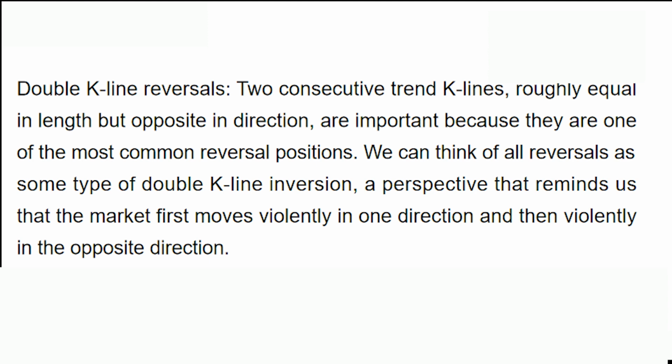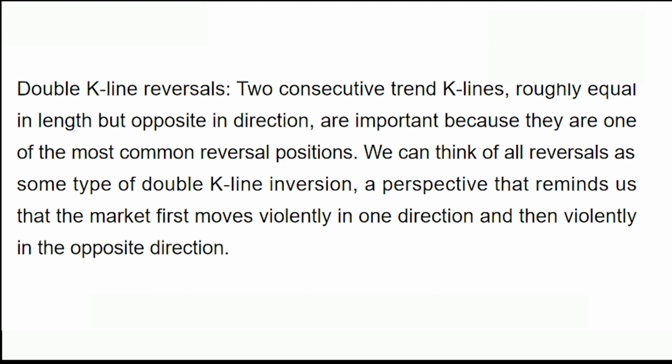And then let's look at a double K-line reversal. What is a double K-line reversal? It is two consecutive trend K-lines, roughly equal in length, but opposite in direction. A double K-line reversal is one of the most common reversal patterns. In fact, we can view all reversals as some type of double K-line reversal. This perspective reminds us that the market first moves violently in one direction, which is what we call a high tide movement, and then moves violently in the opposite direction, which is a contrarian breakout.